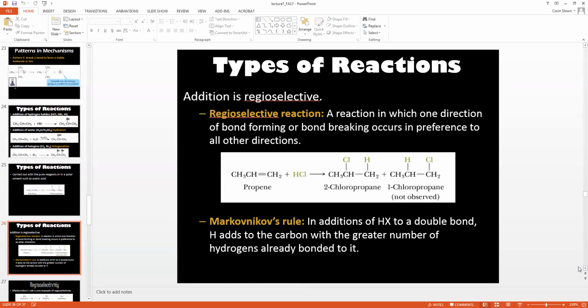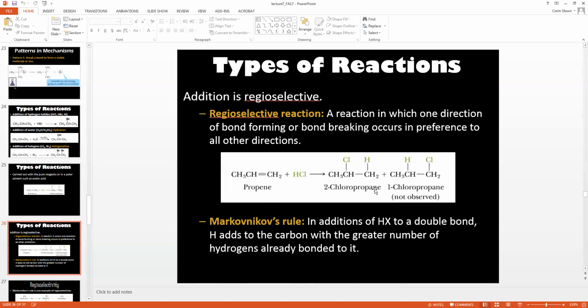The addition of HCl is regioselective, which is to say that a regioselective reaction is one in which one direction of bond formation or bond breaking occurs in preference to all other directions. What do I mean by that? So here's an example. Here's propene and HCl. Note, I only observe the formation of 2-chloropropane and not 1-chloropropane.